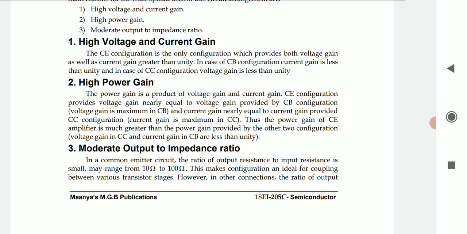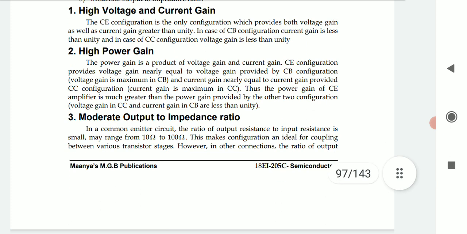High voltage and current gain: the common emitter configuration is the only configuration which provides both voltage gain as well as current gain greater than unity. In case of common base configuration, the current gain is less, whereas in CC the voltage gain is less. Therefore, these two configurations may not be used. High power gain: since voltage gain and current gain both are high, therefore power gain must be high.